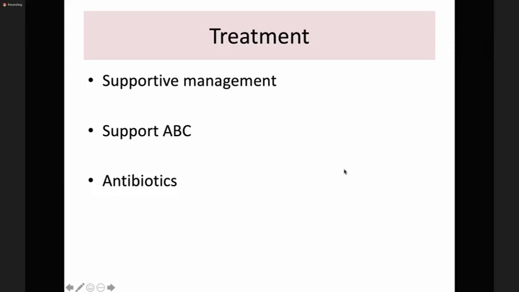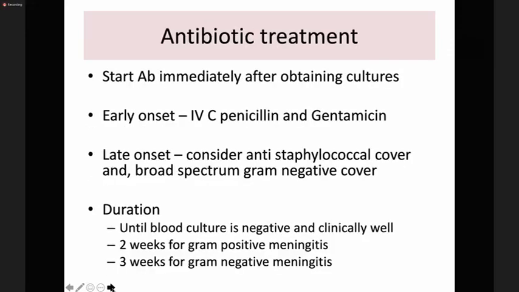Then we have to treat the baby. Supportive management, supporting the airway, breathing, circulation, as well as support with antibiotics. So we have to start antibiotics immediately after obtaining cultures. For early onset infection, group B streptococcus and E. coli are the commonest organisms. Group B streptococcus is sensitive to crystalline penicillin, whereas Escherichia coli is sensitive to gentamicin. So that is why these two, penicillin and gentamicin, are the first line antibiotics universally for early neonatal infection.